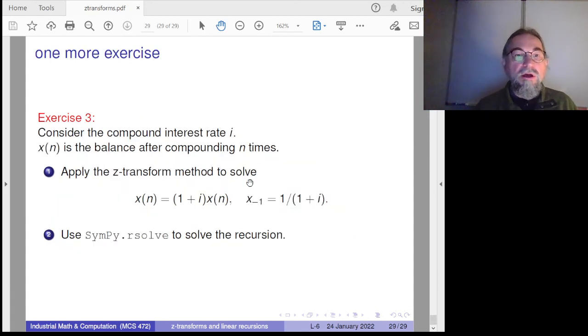Okay. The last exercise is an exercise in compound interest. So we can make now actually many mathematical exercises where we take any recursion, and the bottom line is rsolve will actually do it. So don't worry if the z-transform method looked extremely complicated. But the z-transform, I hope, gives you an insight into the magic of the symbolic computing systems.